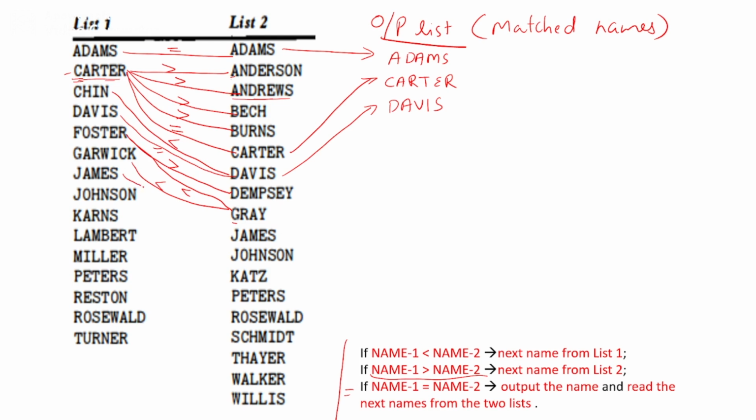So James and Gray will be compared. Now James is bigger than Gray. So what you need to do? Next name from list 2. So James and James will be compared, which is equal. I will copy it over to this. Once again let us go to the next two names, Johnson and Johnson, which are equal. So I will copy it over here.